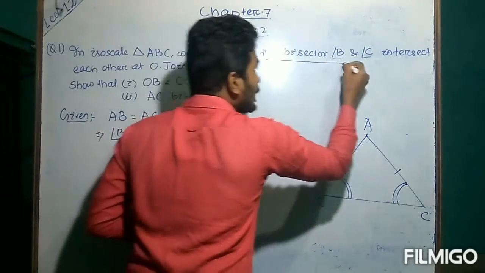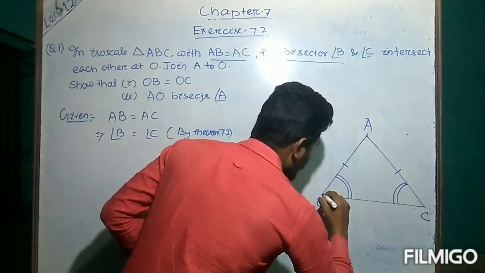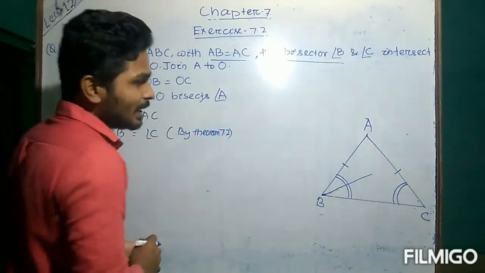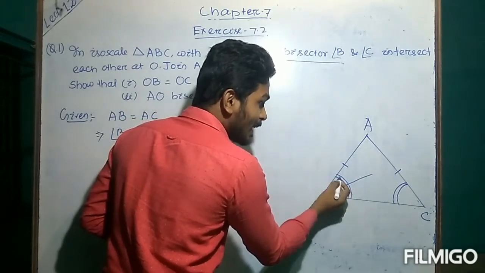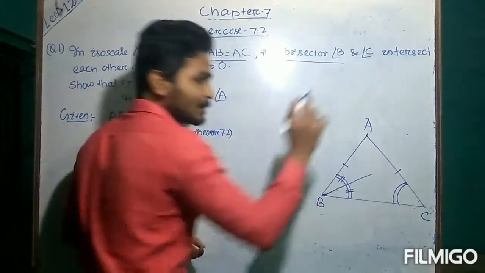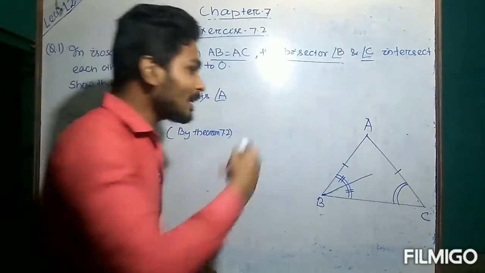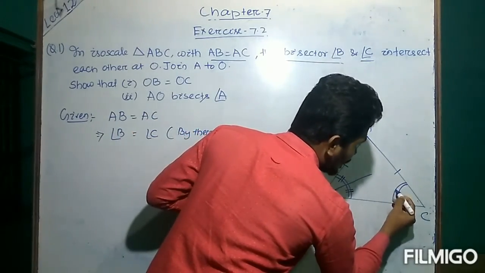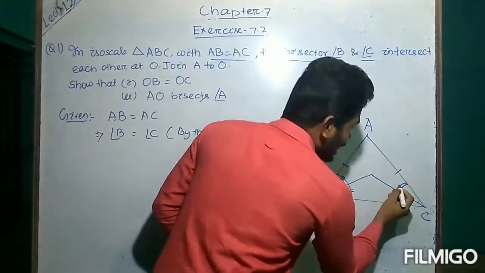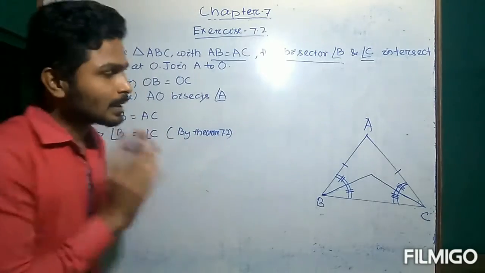Next thing, what is given? The bisector of B. So we have to draw the angle bisector of angle B. Okay, let's draw. So suppose this is the angle bisector of angle B. Right? So angle bisector means what? Angle bisector divides this angle into two equal halves. It means this is equal to this. Clear? And the angle bisector of another angle C. We have to draw another angle bisector of the angle C. So let's draw. Suppose this is the angle bisector of angle C. Understood? It means this part or this half is equal to this half. This is clear now? Okay.